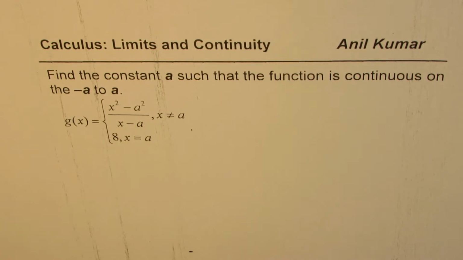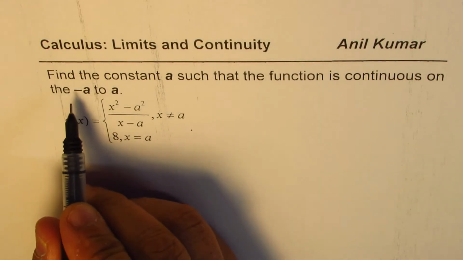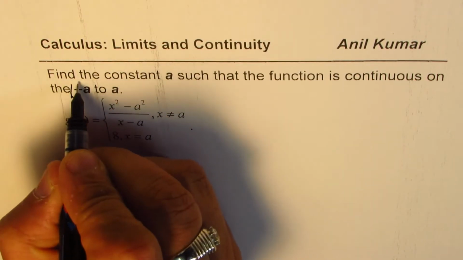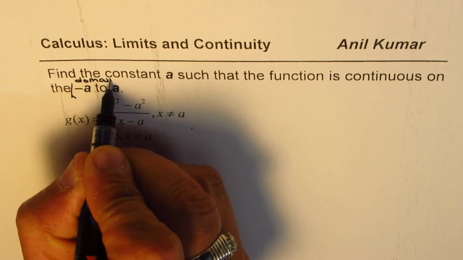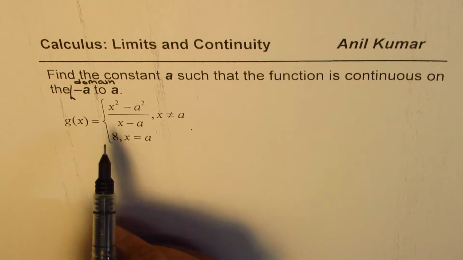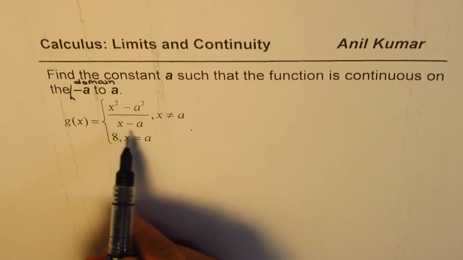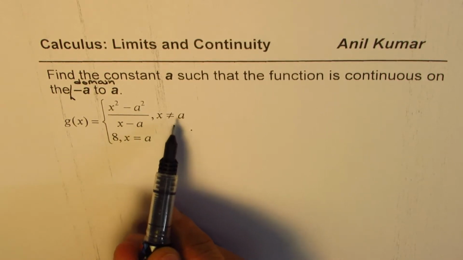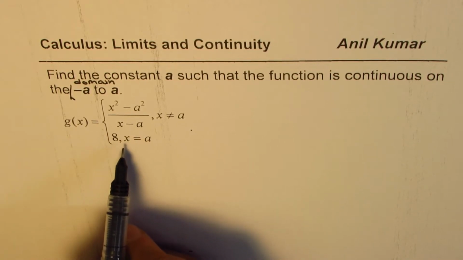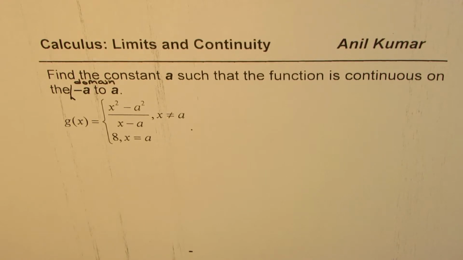The question here is, find the constant a such that the function is continuous on the domain, I should have written, minus a to a. So on the domain minus a to a. The function given to us is g of x equals x squared minus a squared divided by x minus a, where x is not equal to a, and this function g of x is equal to 8 at x equals a. Now let us see how to solve such a question.